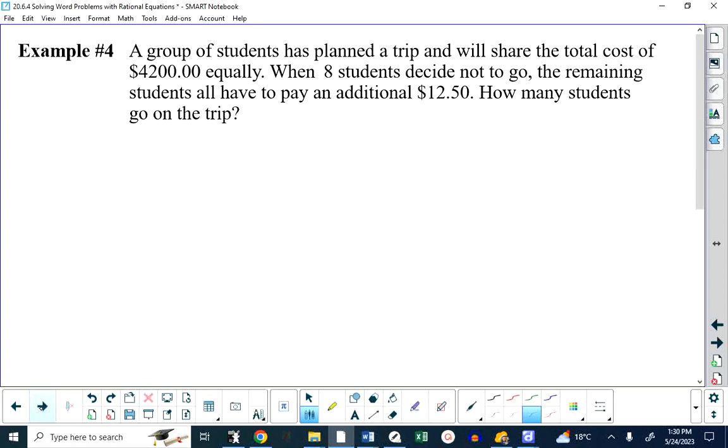They're going to share the price equally, but 8 students decide not to go. All of the students who are still going to go have to pay $12.50 more.